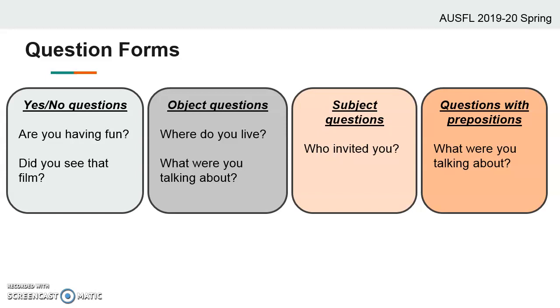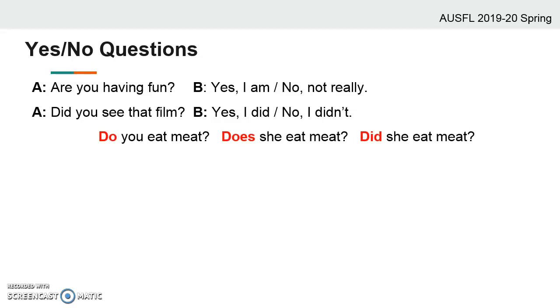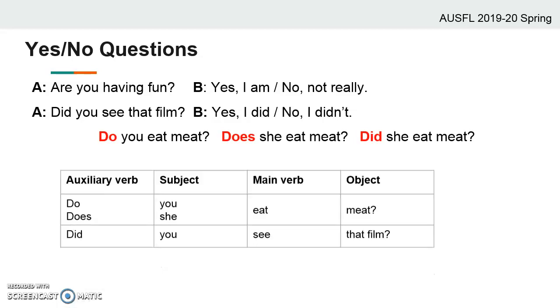Well, let's start with the first category, yes-no questions. These are closed questions. This means the answer is usually either yes or no. Are you having fun? Yes, I am. Or no, I'm not. Remember, in questions, we use the subject after the auxiliary verb.